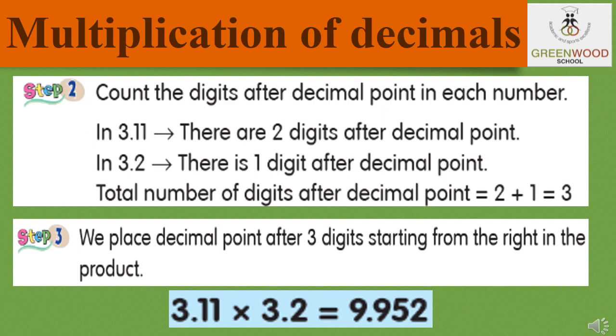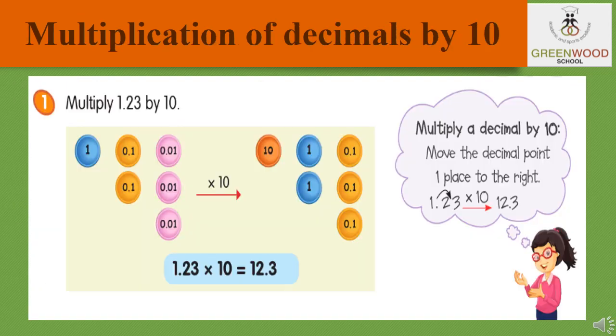Now step 2 is count the digits after decimal point in each number. In 3.11 there are 2 digits after decimal point and in 3.2 there is 1 digit after decimal point. So total number of digits after decimal point is equal to 2 plus 1, which is equal to 3. So now step 3 is we will place decimal point after 3 digits starting from the right in the product. That means our answer will be 9.952.